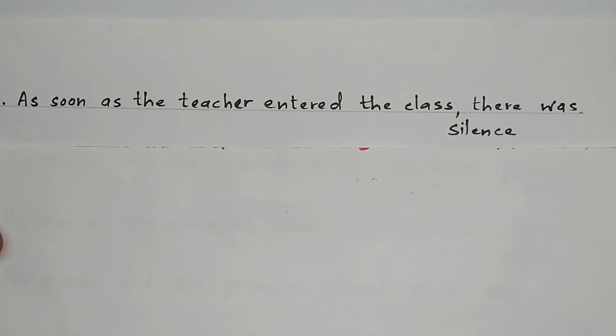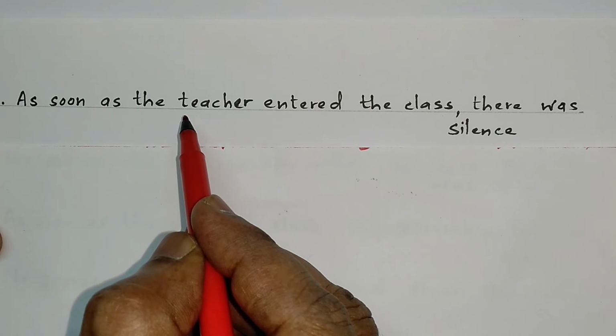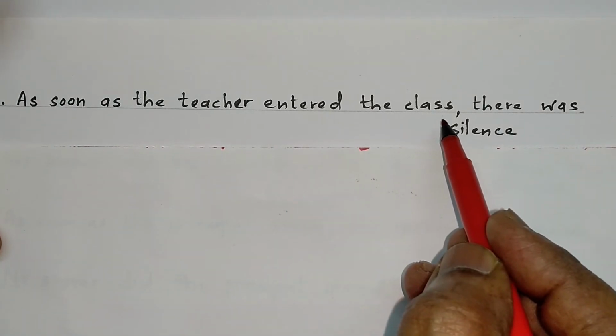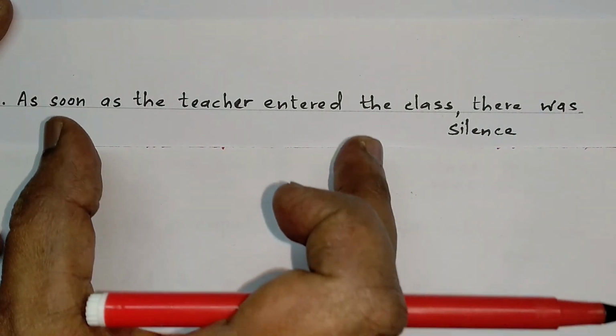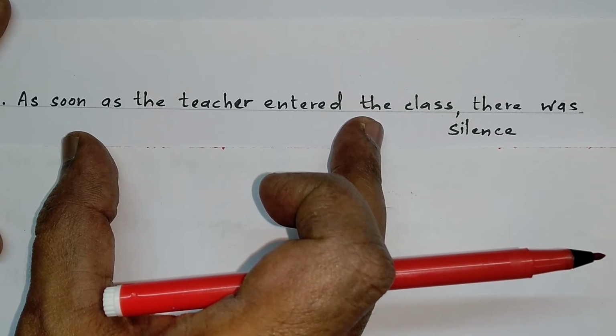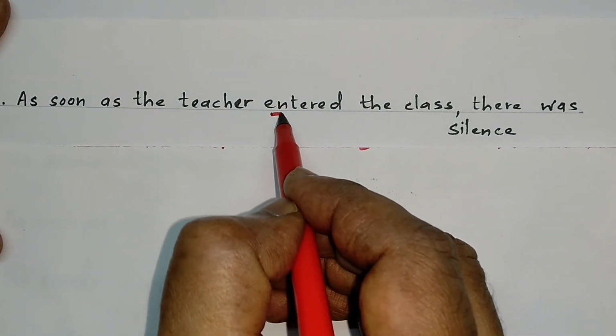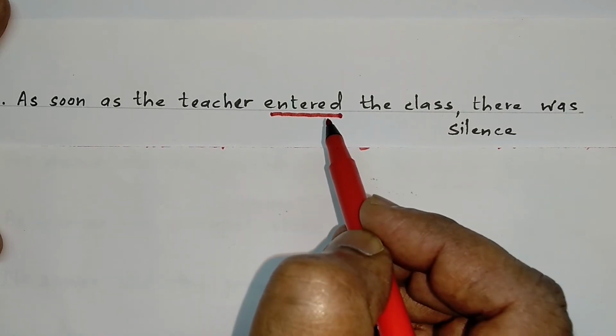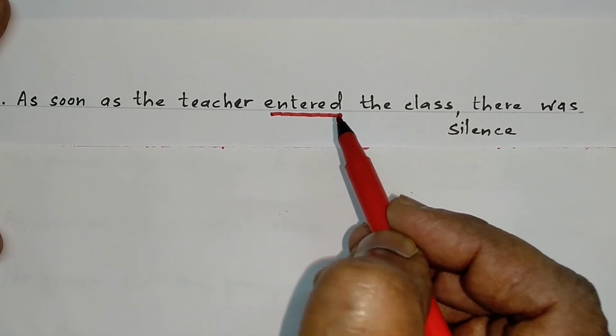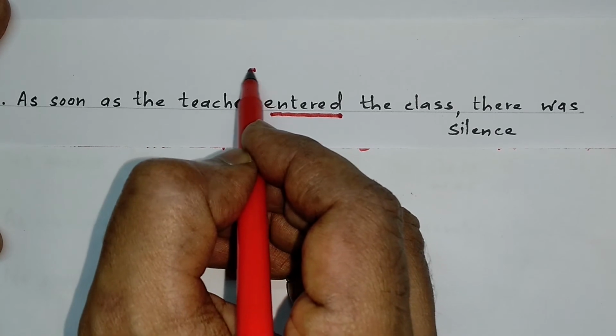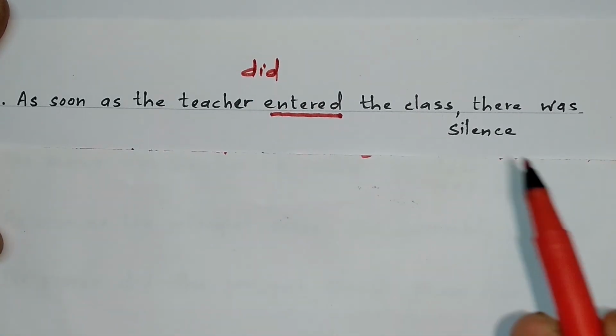Now let's do some sentences in the past tense. As soon as the teacher entered the class, there was silence. The as soon as part of the sentence does not contain the helping verb. Have a look at the verb. The verb here is entered. It means the sentence is in past tense. So we assume did as the helping verb.